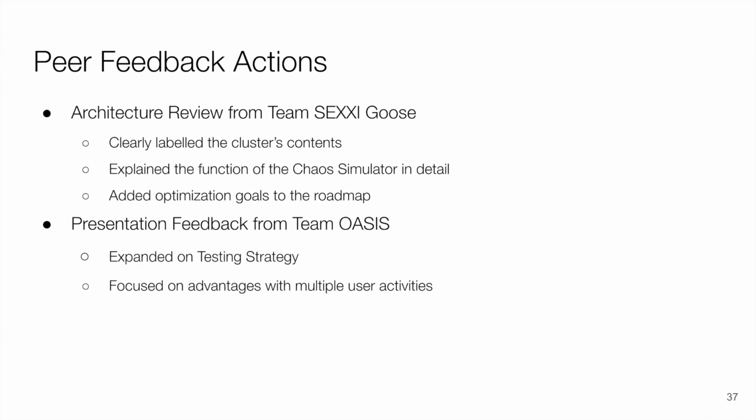We reflected upon and took action according to the feedback given during our peer activities. In an architecture review of our system, Team's executives found our diagram unintuitive. They were also unable to understand the purpose of the chaos simulator. We addressed these concerns by clearly labeling each component and elaborating on the chaos simulation during our demo. The team also commented on the large amount of traffic between the leader and the workers, which we took note of and listed as a priority to address in our roadmap.